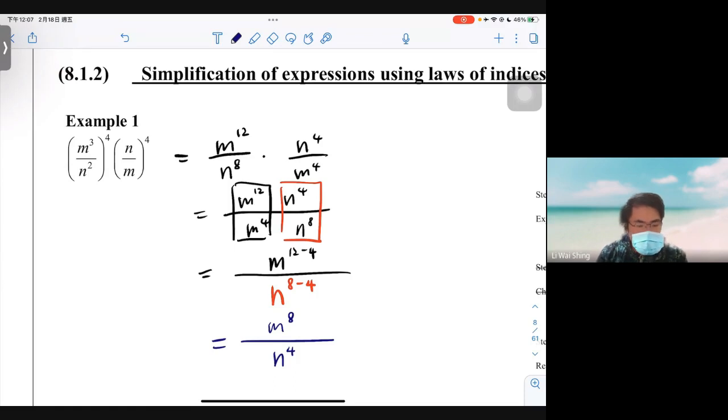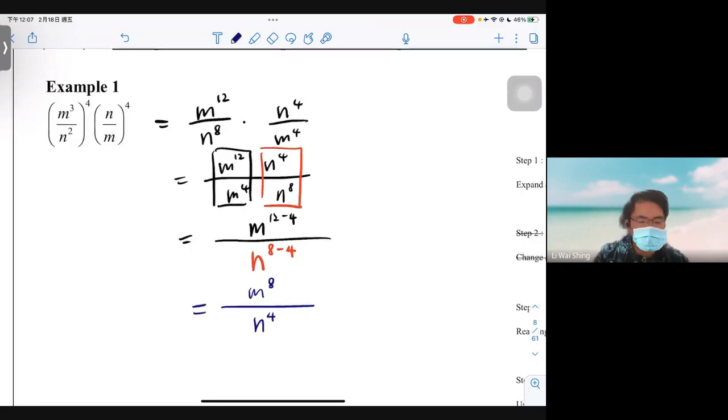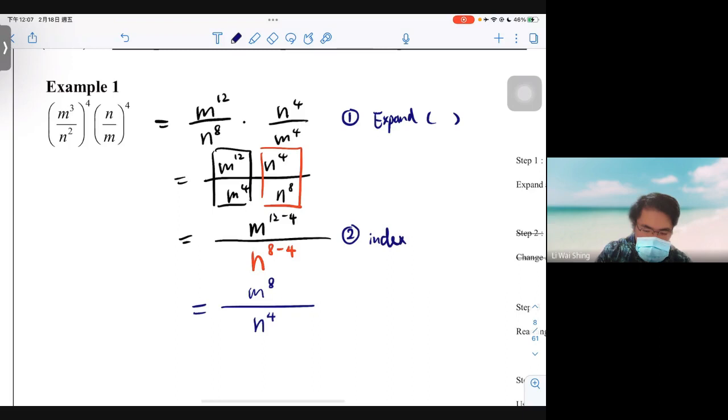So you know the steps. The steps: step 1, split or expand the bracket. Step 2, use the index law a^m over a^n.